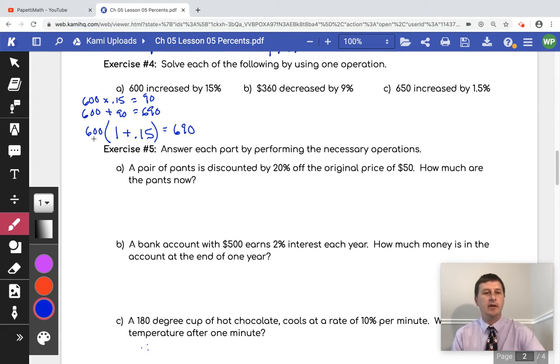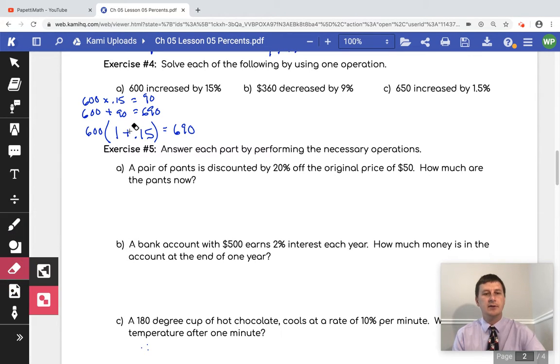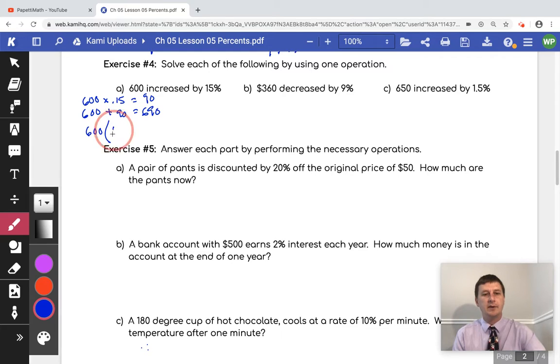So in other words, 600 times 1 plus 0.15 is the same thing as doing both of these operations here. We can combine this 1 plus 0.15 to just be 1.15. So I'll erase this to make it look nicer. It's really 600 times 1.15, and that will give us 690, which is the same thing. And this is only one operation.